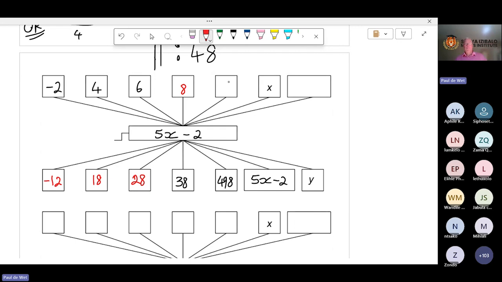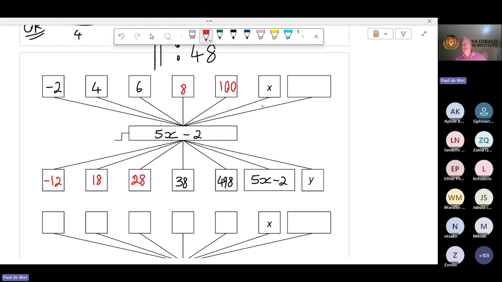Right. What must I put in to get 498 out? Well done, Melissa. I must put in 100. Well done, Ogushe. Well done, Zimvelo as well. Because 100, when you multiply it by 5, you get 500, minus 2, you get 498. It makes sense. It always makes sense.